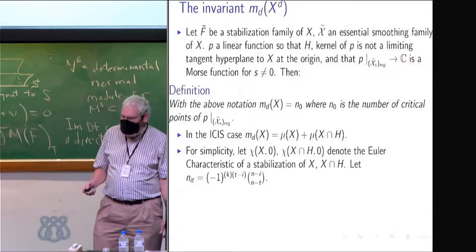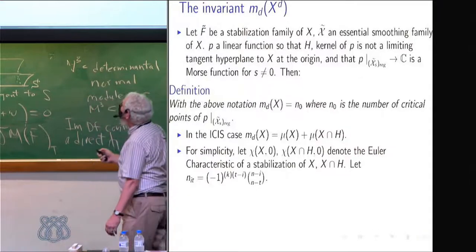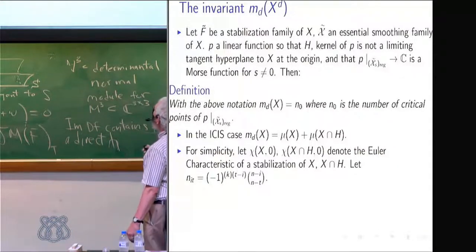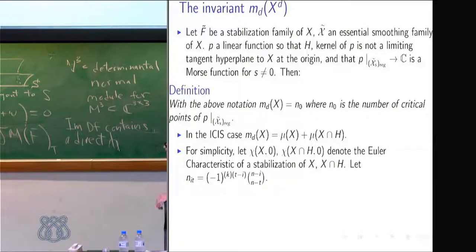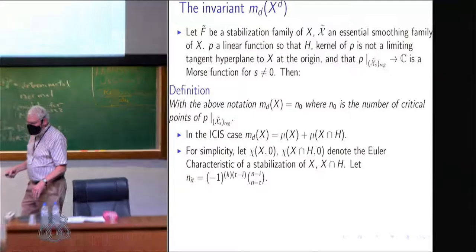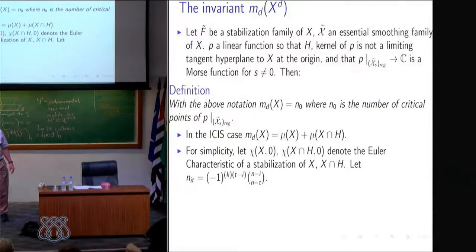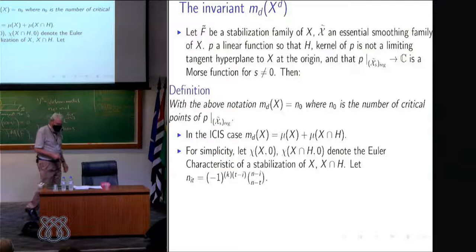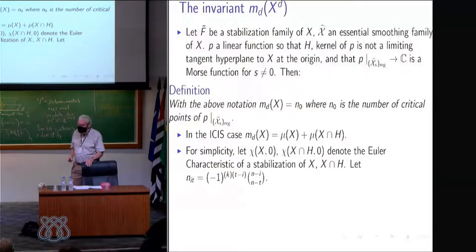For simplicity, we want to look at the Euler characteristic of a stabilization of X. But instead of using stabilization here, we're just going to be lazy and we'll use chi X and chi X intersect H. This means really we're looking at the stabilization here. Okay, then we have a magic number. This magic number actually comes from the generic singularity. It's related to the Euler characteristic of the complex link.